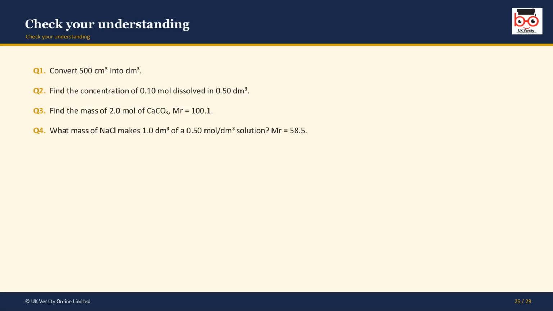Another check for you. First, convert 500 cubic centimeters into dm cubed. Second, find the concentration of 0.10 moles dissolved in 0.50 dm cubed. Third, find the mass of 2.0 moles of calcium carbonate, Mr 100.1. And fourth, what mass of sodium chloride makes 1.0 dm cubed of a 0.50 moles per dm cubed solution, Mr 58.5? Work them through carefully.